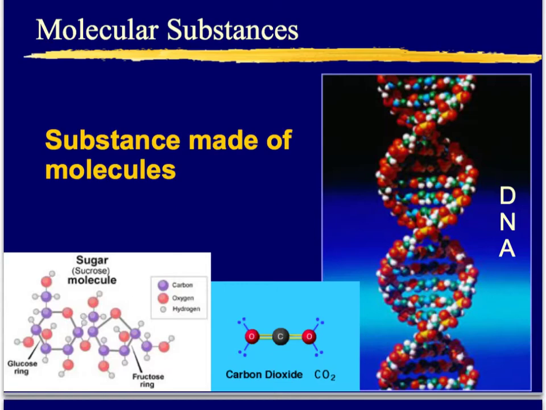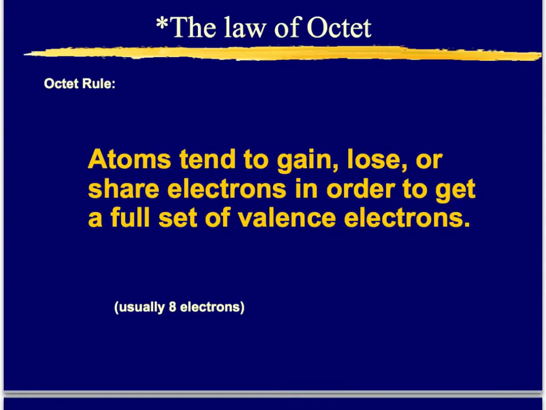So another definition here are just molecular substances, and these are substances that are made of molecules. And remember, molecules are made of covalent bonds. So we have the law of octet here, or the octet rule. So atoms tend to gain, lose, or share electrons in order to get a full set of valence electrons. And again, this is usually 8, but for example, hydrogen's looking to have 2, helium already has 2, and then we've got beryllium and a few others that want different numbers of electrons.